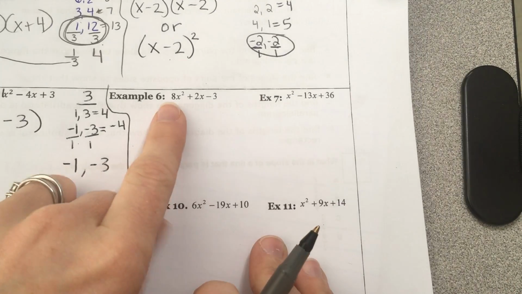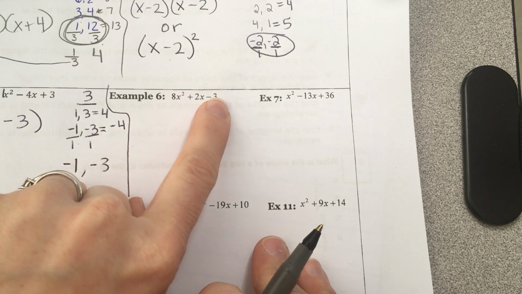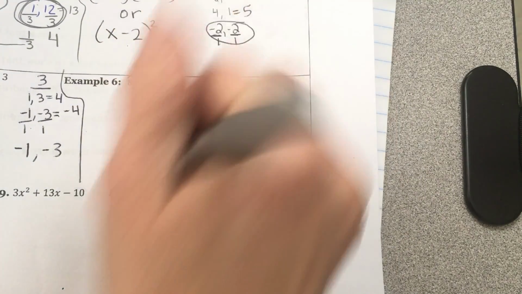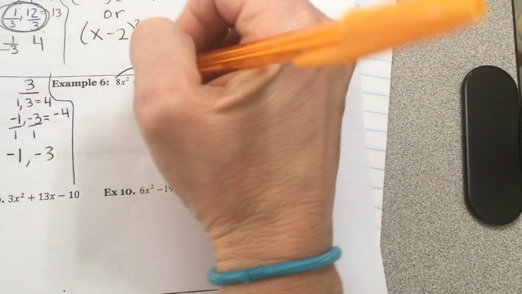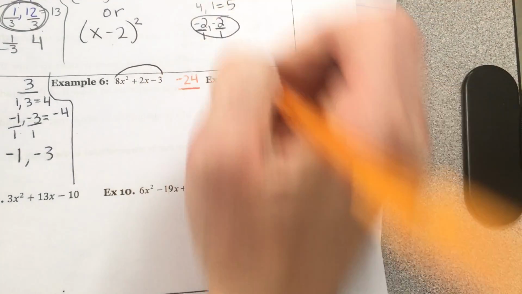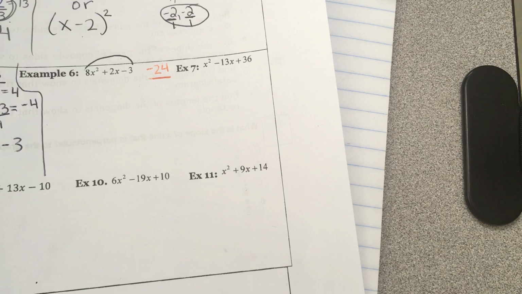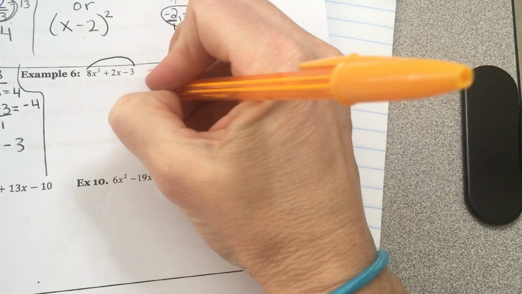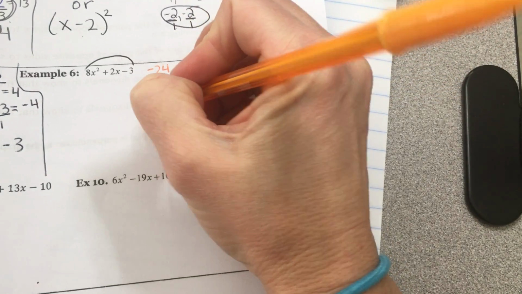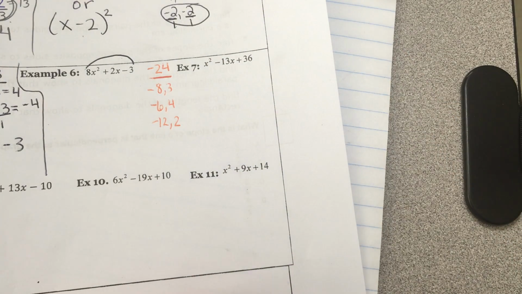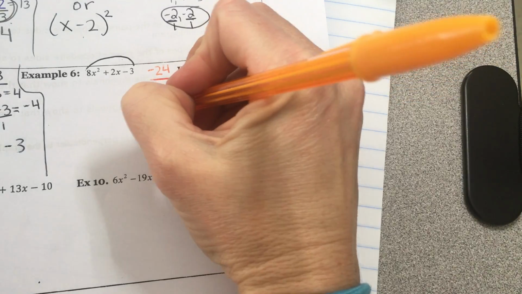All right, number 6. Anything that will go into 8, 2, and 3? No, there's no common factor on this one. I multiply these. 8 times negative 3. Negative 24. Okay. All right, what are some things that multiply to give you negative 24? Okay, I heard negative 8 and 3. Okay. All right, let's stop there and add and see if any of these work.